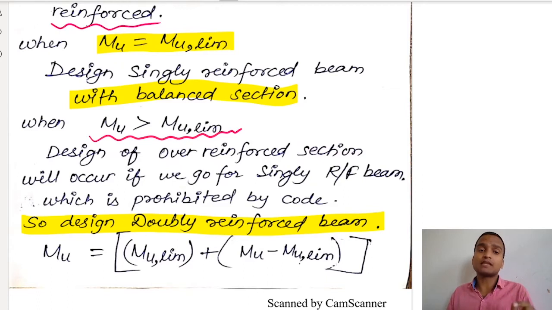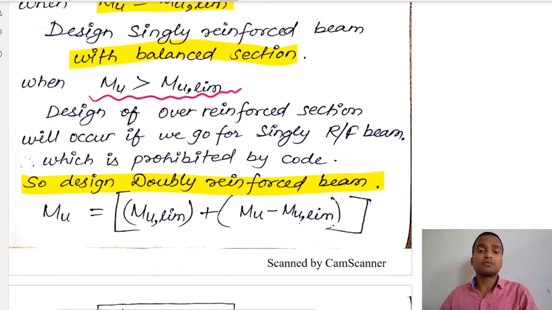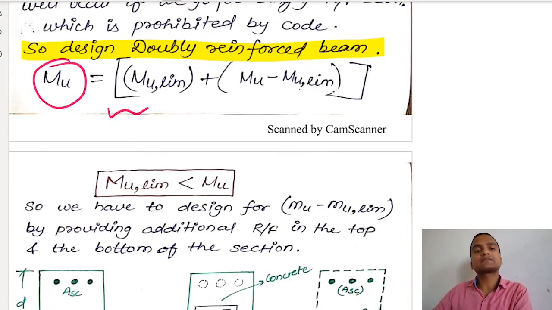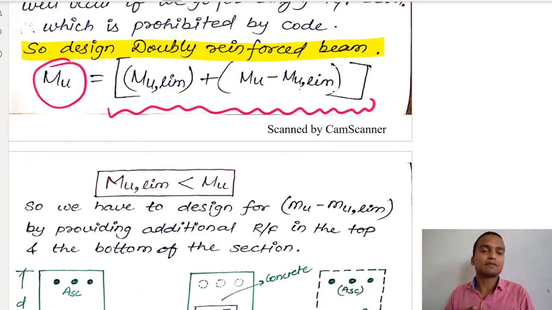Because we have to design for the applied moment, our beam should be sufficient to carry the applied moment on the beam. So we have to design our doubly reinforced beam, but the moment will be the same as the applied moment Mu. This value of Mu is written in an expanded manner, which is called a manipulation in mathematics. You write the same thing in a slightly manipulated manner, which ultimately comes out to be the same value.